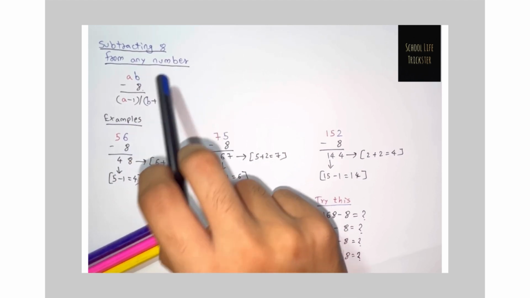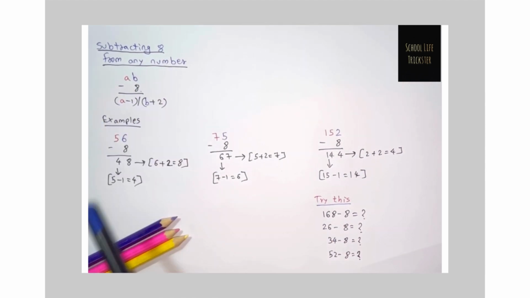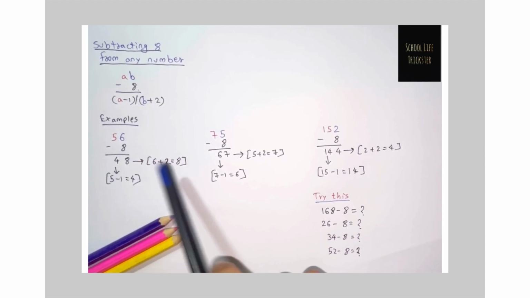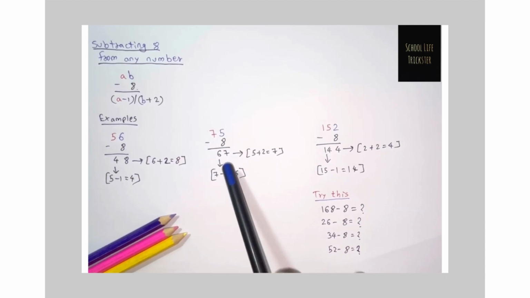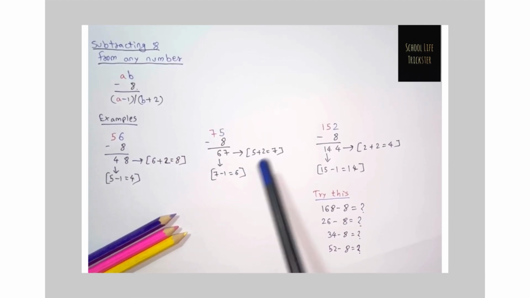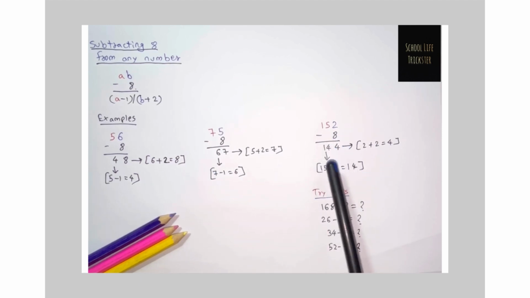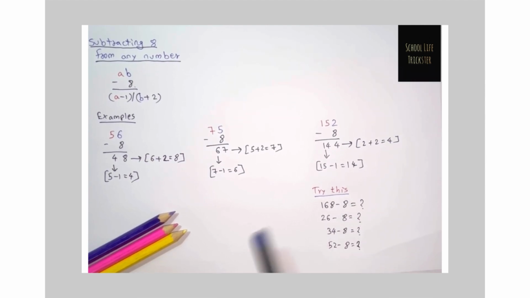Subtracting 8 from any number. AB minus 8 is A minus 1 and B plus 2. See examples. 56 minus 8 is 48. That is 6 plus 2 is 8 and 5 minus 1 is 4. 75 minus 8 is 67. That is 5 plus 2 is 7 and 7 minus 1 is 6. 152 minus 8, that is 144. 2 plus 2 is 4 and 15 minus 1 is 14. Try this.